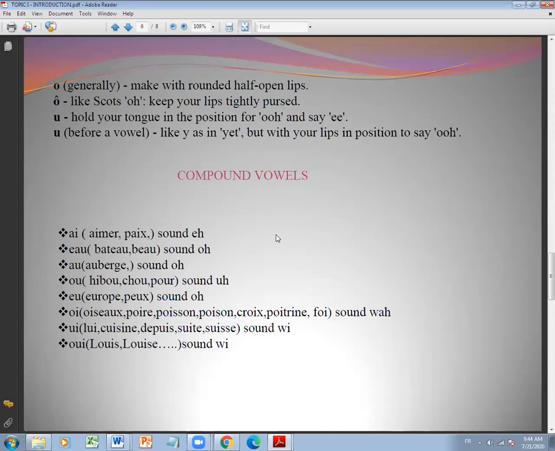Compound vowels. Then we will only remain with one topic, the nasal vowel. After that, you should be in a position to read anything, and I mean anything in French. It doesn't matter whether you understand what you are reading or not.